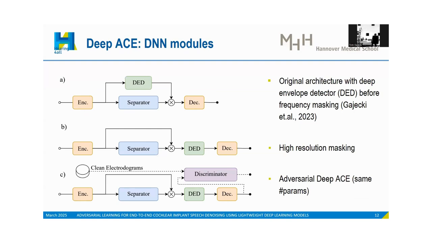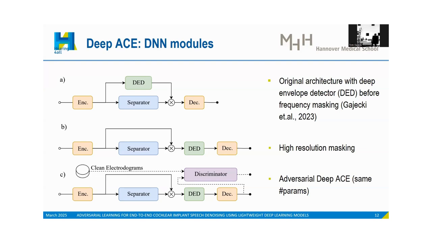Here we investigate three models that we propose, and we call this deep ACE. The first one is comprised of an encoder, a separator, a deep envelope detector, and finally a decoder. In B, we have a similar architecture. However, the deep envelope detector is applied after the masking operation. This provides a high resolution time frequency masking and potentially better speech denoising.